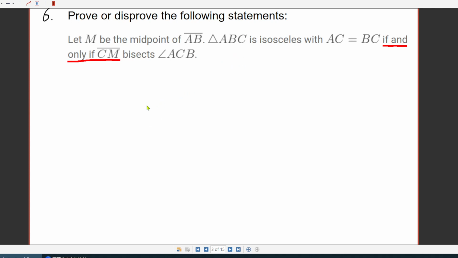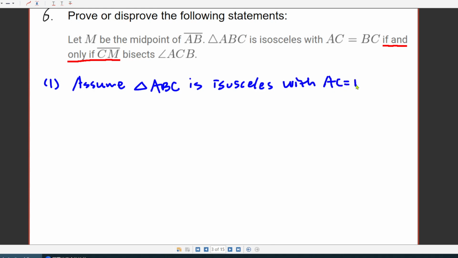we can assume triangle ABC is isosceles. Okay, first of all, assume triangle ABC is isosceles with AC equals BC. Then you need to prove that CM bisects angle ACB, right? So if AC equals BC, this is A, this is C, this is B. AC equals BC.